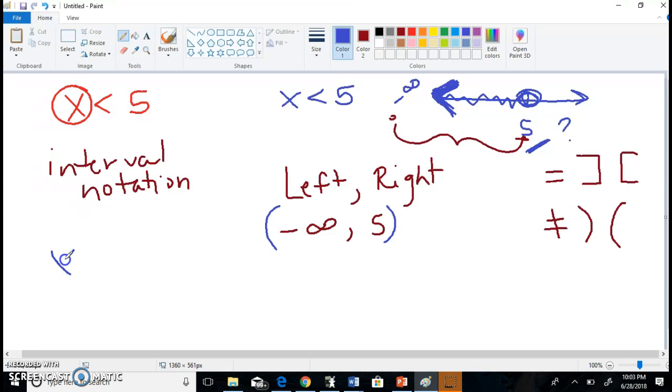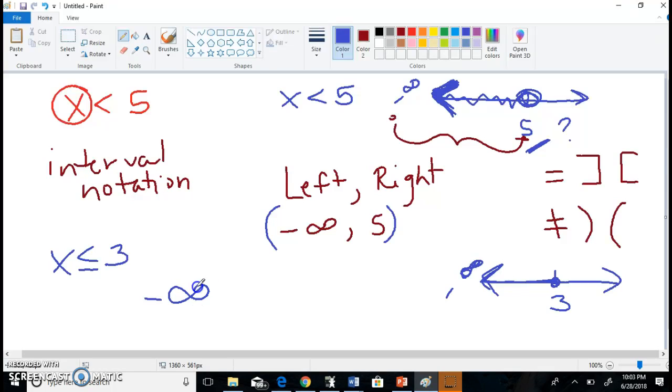If you had x is less than or equal to 3, so that graph, here's 3, closed circle, shade to the left, it's all the numbers from negative infinity to 3. So from negative infinity all the way to 3. You can't equal negative infinity, but 3 is included, so you would use brackets there.